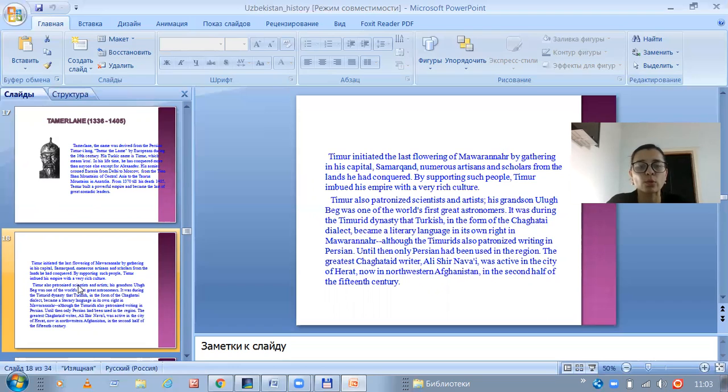His grandson Ulugh Beg was one of the world's first great astronomers. It was during the Timurid dynasty that Turkic, in the form of the Chagatai dialect, became a literary language in its own right in Mawarannahr. The Timurids also patronized writing in Persian. Until then, only Persian had been used in the region. The great Chagatai writer Ali Shir Navai was active in the city of Herat, now in northwestern Afghanistan, in the second half of the 15th century.